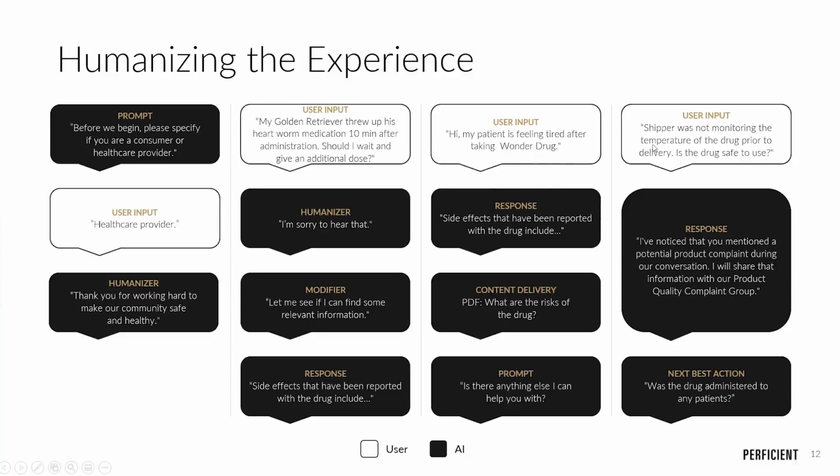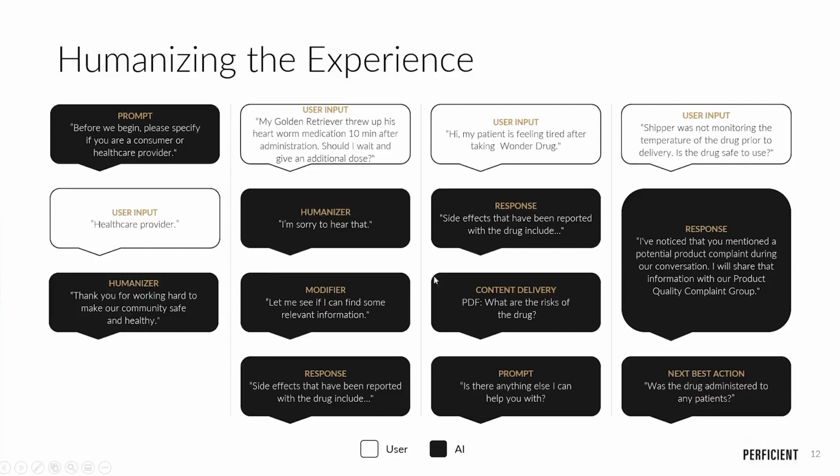Here is an example where the caller is stating that the temperature of the drug was not maintained correctly, which might be an issue, and it immediately identifies this as a potential product quality complaint and asks, do you want to talk to a product quality complaint group? And furthermore, it also asks, did you give this drug to any patient? Was this administered to any patients? And if it was administered, the system automatically detects that this is a potential adverse event and then sends it to the safety team as well.